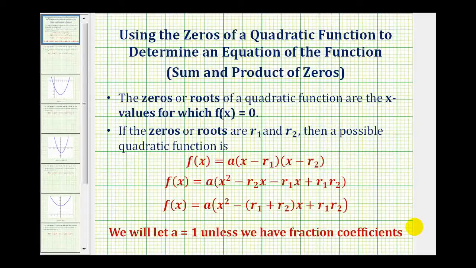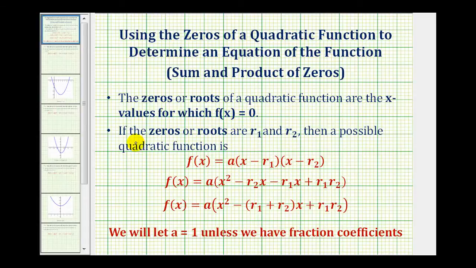Welcome to another lesson on using the zeros or roots of a quadratic function in order to determine an equation of the function. We've already done this using factors of a quadratic, but now we're going to use the sum and product of the zeros or roots to determine our quadratic function. To start off, remember the zeros or roots of a quadratic function are the x values for which the function f of x is equal to 0.